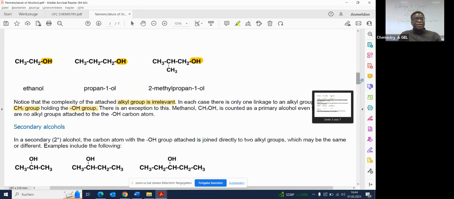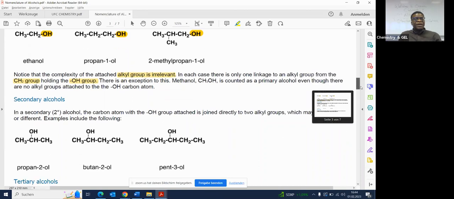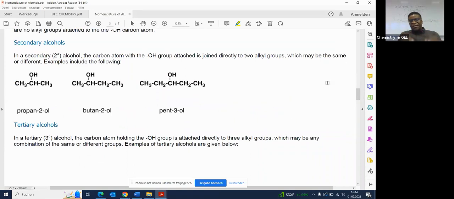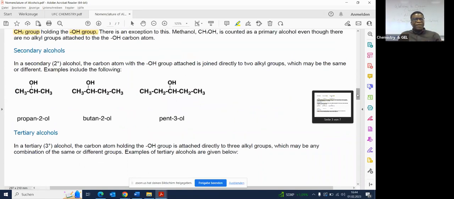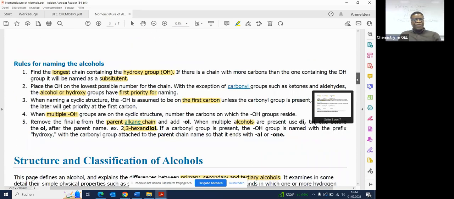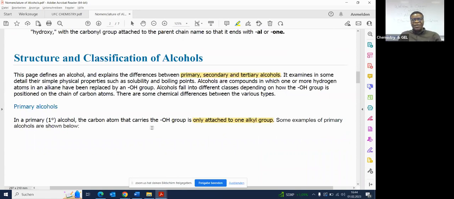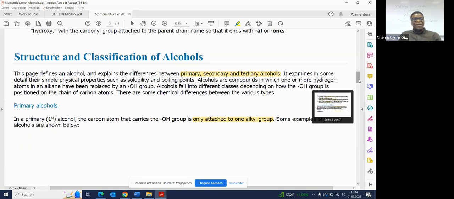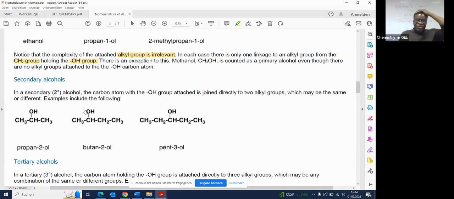Now let's have a look at secondary alcohols. So don't forget primary alcohols here. It's just got to reflect. In a primary alcohol, the carbon atom that carries the OH group is only attached to one alkyl group. Okay. Now let's go to secondary. In a secondary, 2-degree alcohol, the carbon atom with OH group, okay? This is the carbon where the OH group is attached.